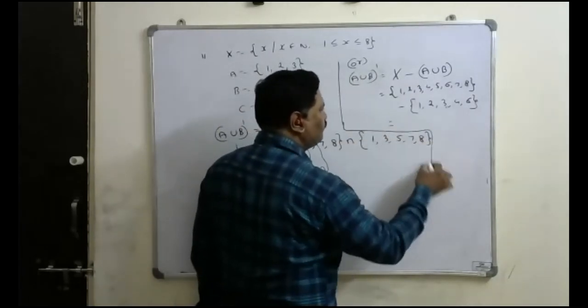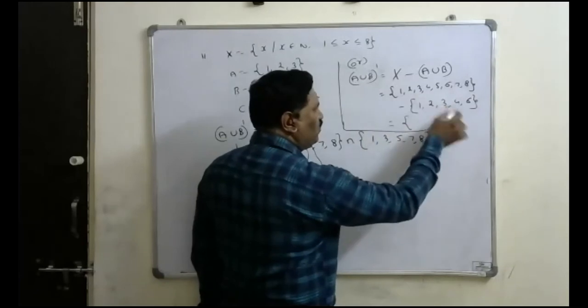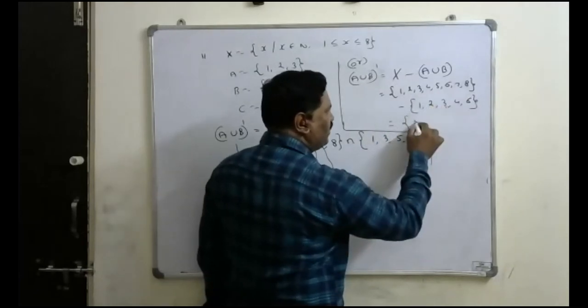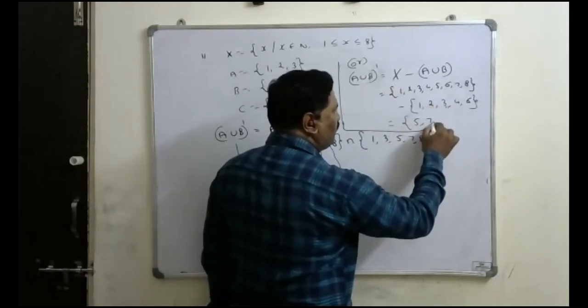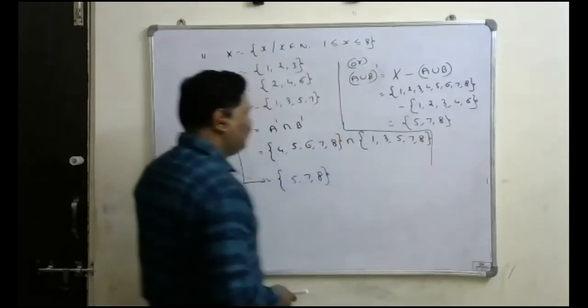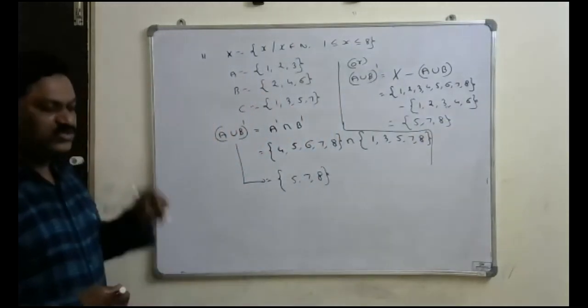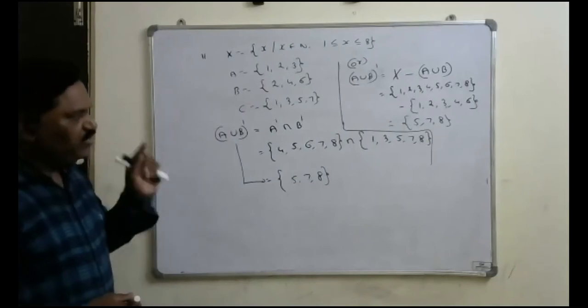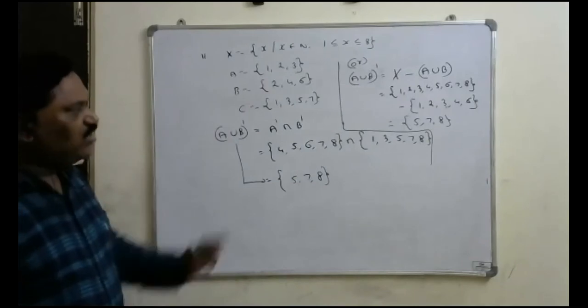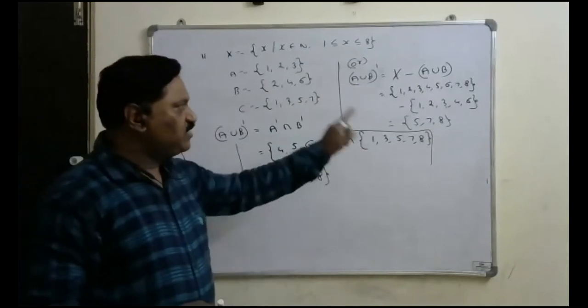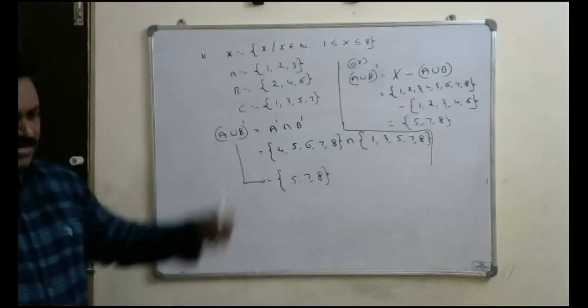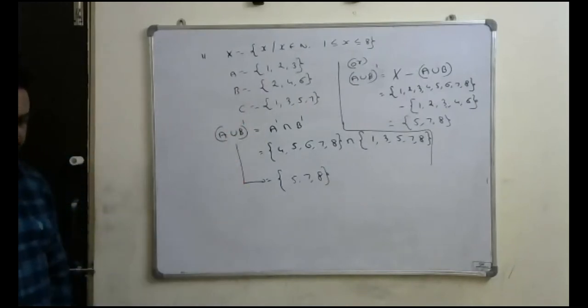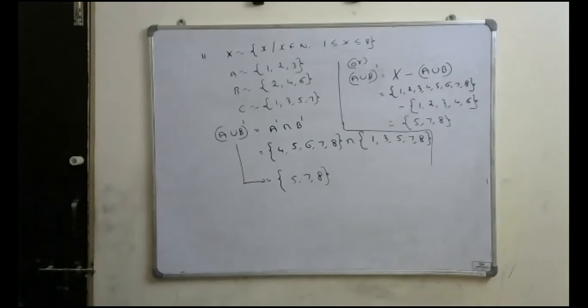The remaining numbers? Remove 1, 2, 3, remove 4 also, 5 is there, remove 6, then 7, 8. You can write it like this too. 5, 7, 8. Those are the elements available in the universal set but not in A union B. So that is the A union B whole dash. You can write it like that, or otherwise you can do it like this.